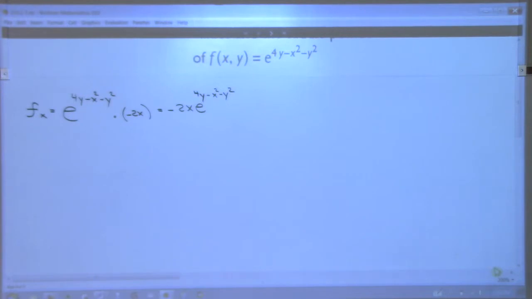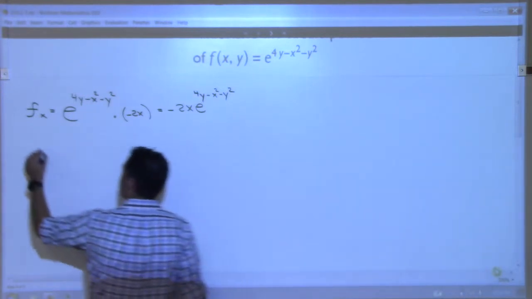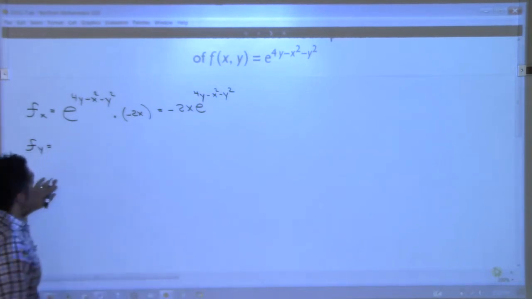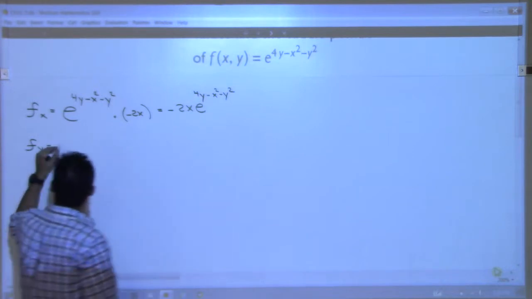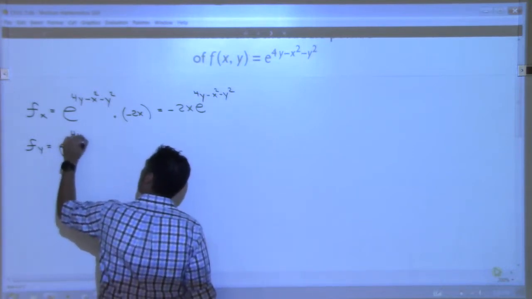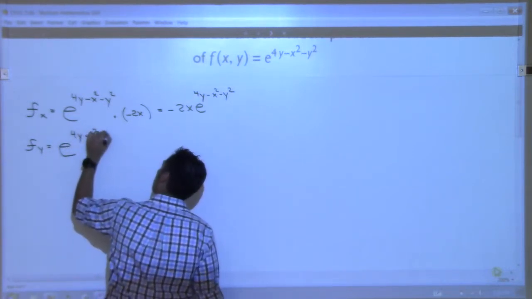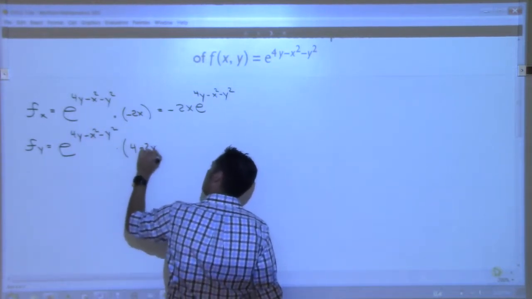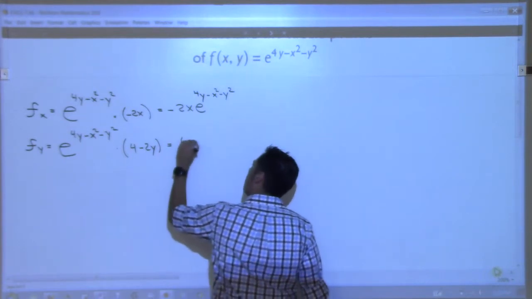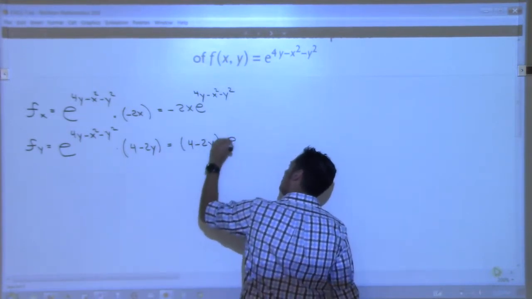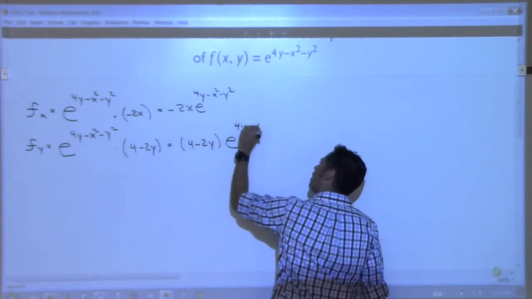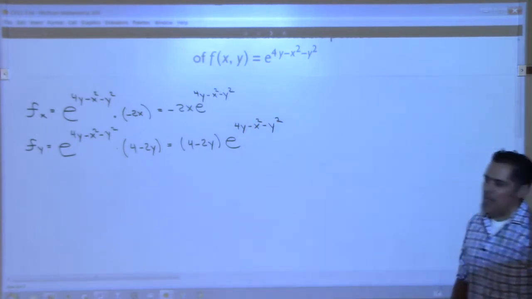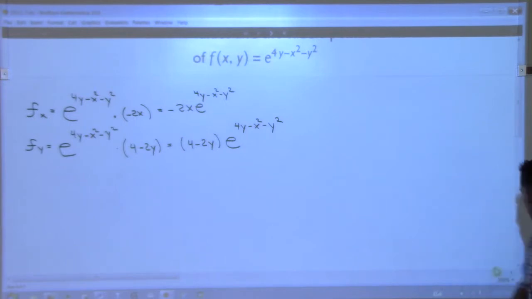All right, what about the partial of f with respect to y? So what's going to come out in the chain rule this time? We still have this piece, but what comes out after the chain rule here? Yeah, it's going to be 4 minus 2y. So this is going to be 4 minus 2y times e to the 4y minus x squared minus y squared. This is not looking fun, is it?